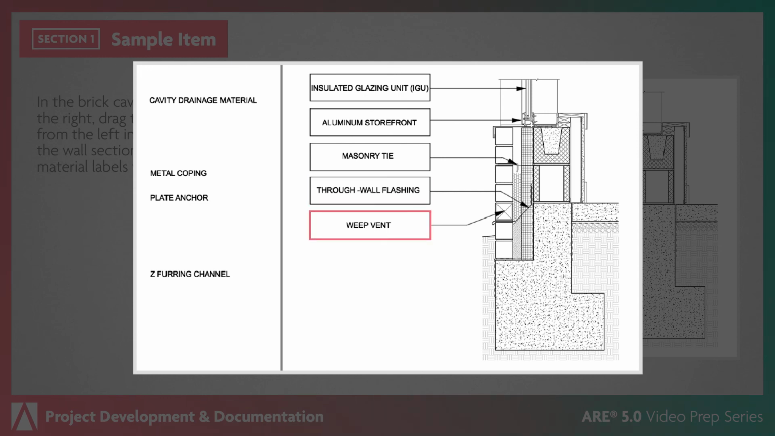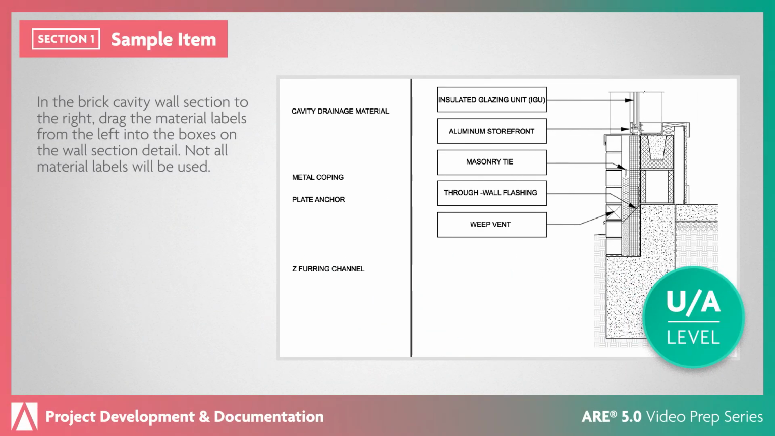The CMU backup wall supports a storefront system infilled with insulated glazing units. The cavity drainage material is located in the airspace above the through-wall flashing to ensure cavity wall moisture performance, but is not labeled in this section. Metal coping, plate anchors, and Z-furring channels are essential elements of some wall systems, but are not part of this detail. This is a UA level item that requires you to understand the different components of an exterior wall assembly and how they integrate with other materials and systems.